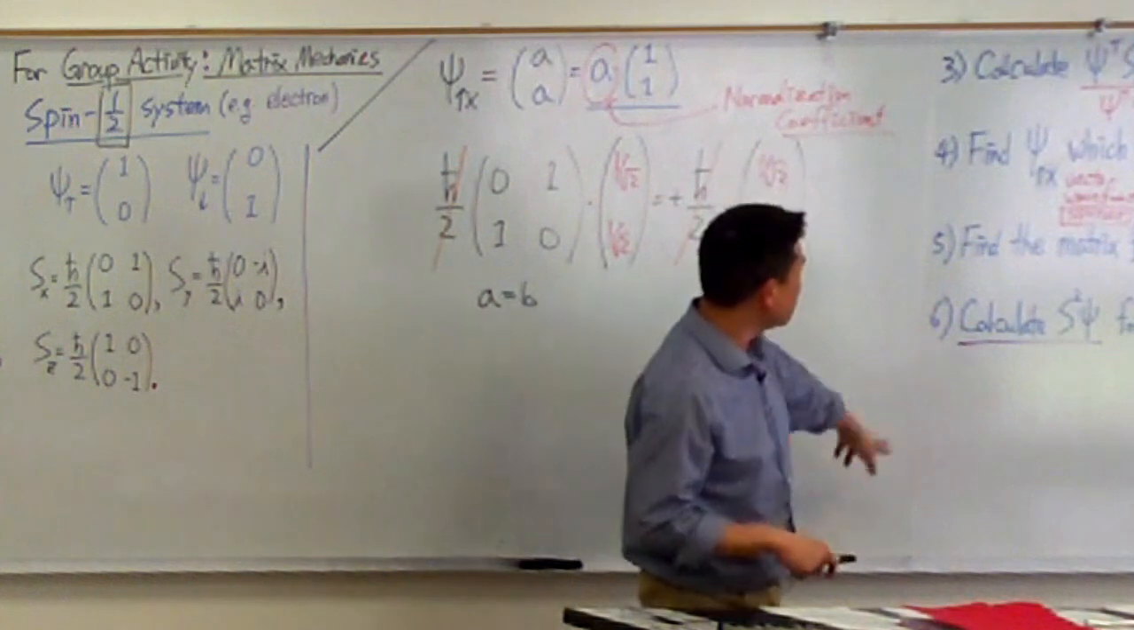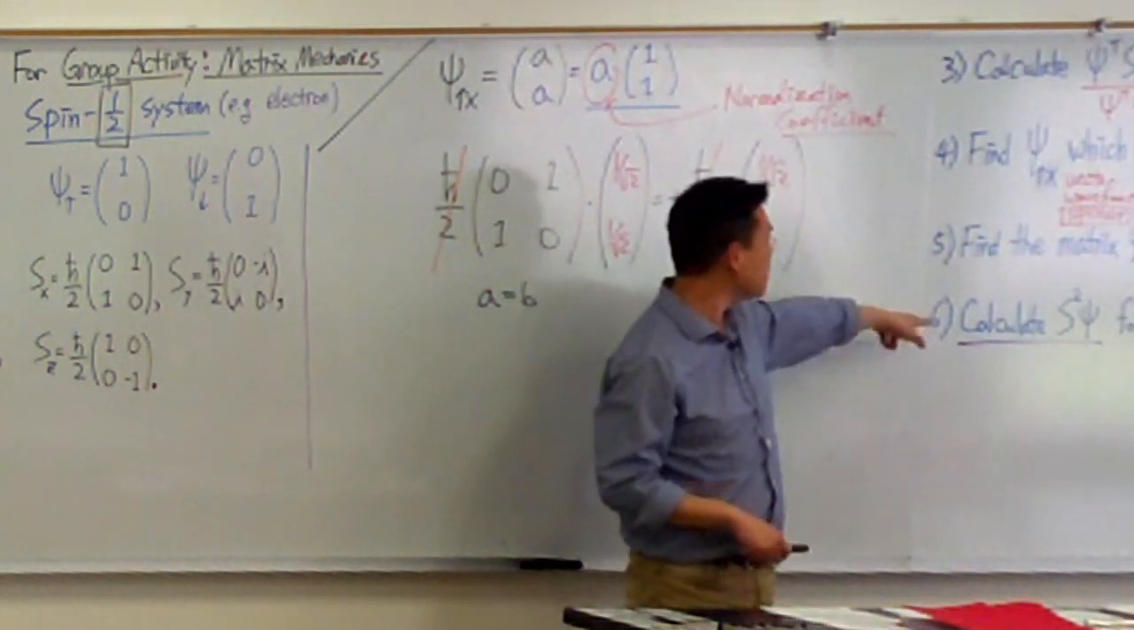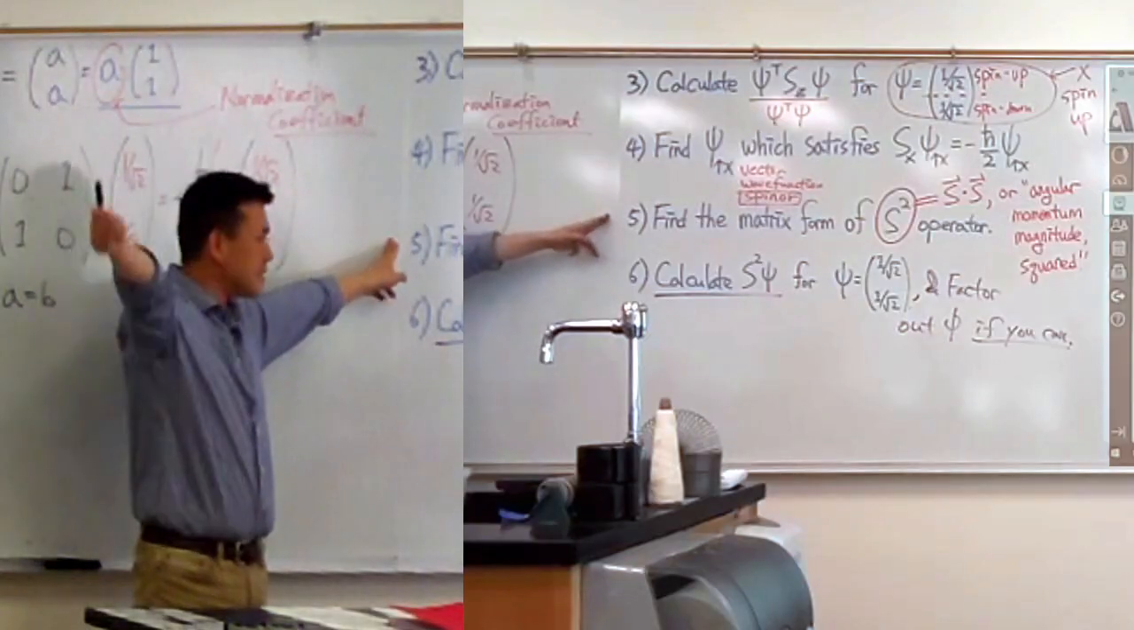All right. How many people are done with the 5 and 6? How many people are done with the 5? Okay, I guess enough of you are done with the 5.